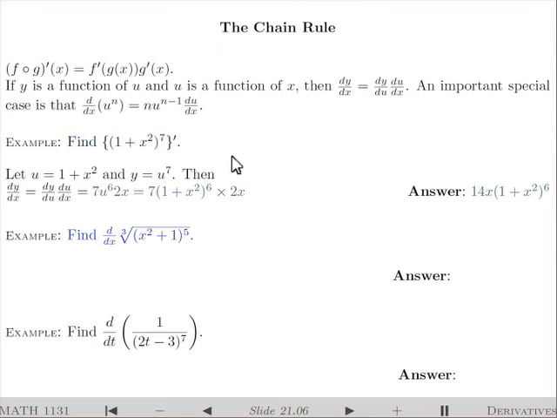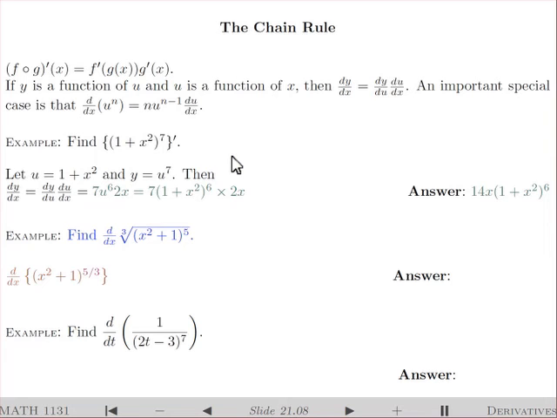Let's use this observation to differentiate the cube root of x squared plus 1 to the power 5 directly. We can think of it as a composition of three functions. First x squared plus 1, then power 5, then cube root. But we can shorten our work a little bit by writing cube root of the fifth power as power 5/3.